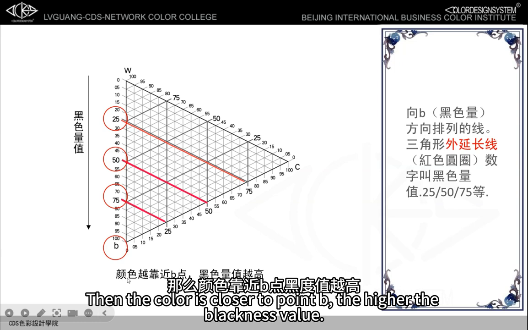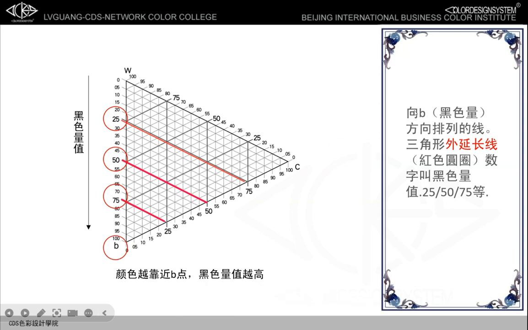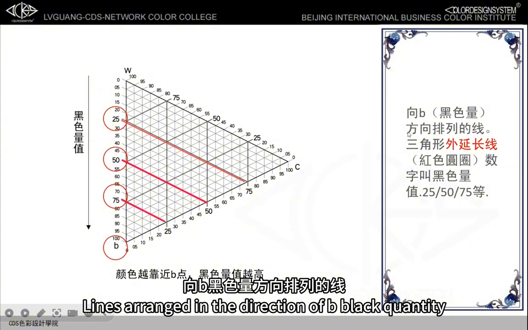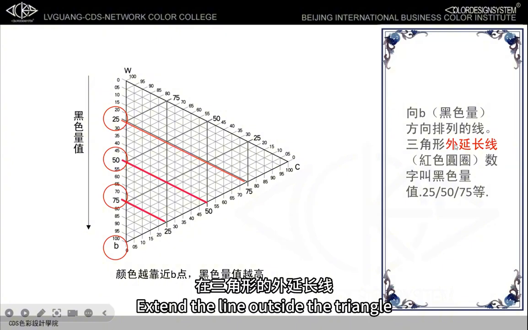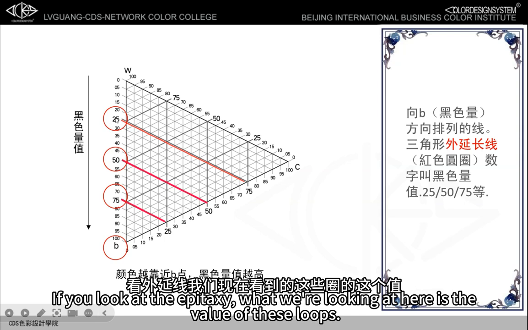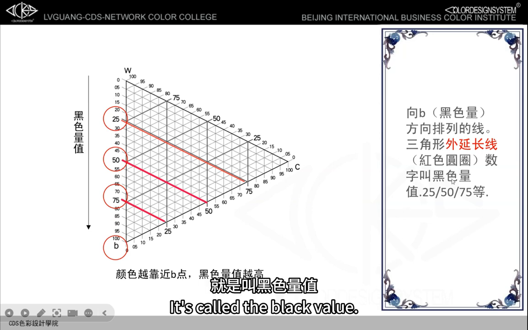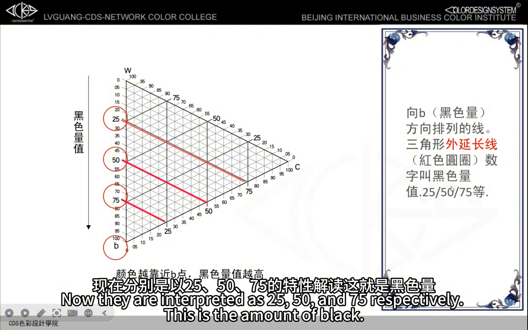The closer the color is to point B, the higher the black value, the higher the amount of black in its color. Lines arranged in the direction of B black quantity extend outside the triangle. The value we see circled in red is called the black value. If you look at the epitaxy, what we're looking at here is the value of these loops. It's called the black value. Now they are interpreted as 25, 50, and 75 respectively. This is the amount of black.